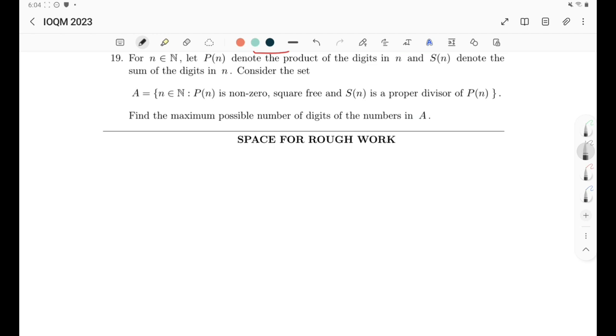And Pn is square free. Okay, this is nice information. If they told us Pn is square free, that means, for example, you cannot have two 2's. If you have two 2's, then this is bad.